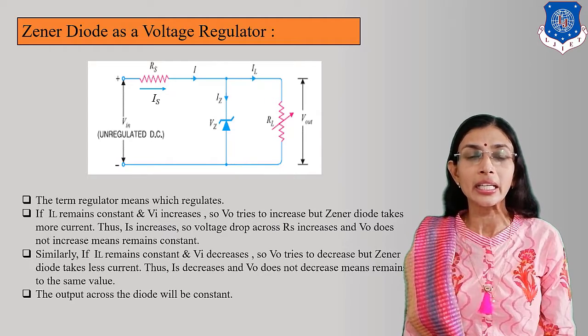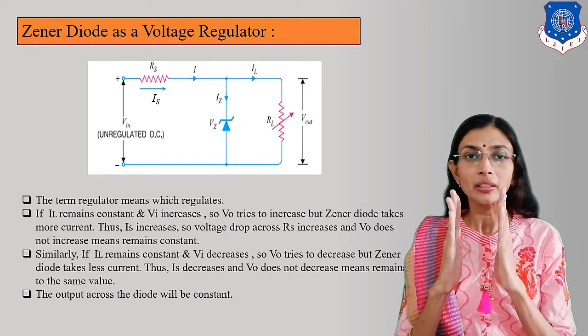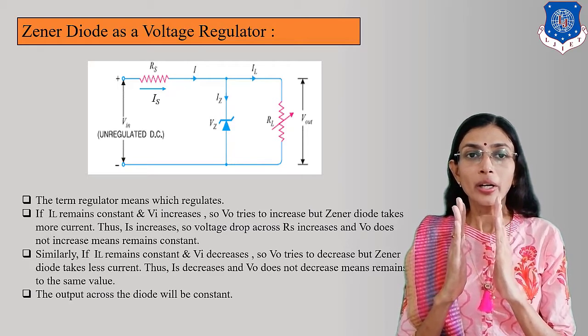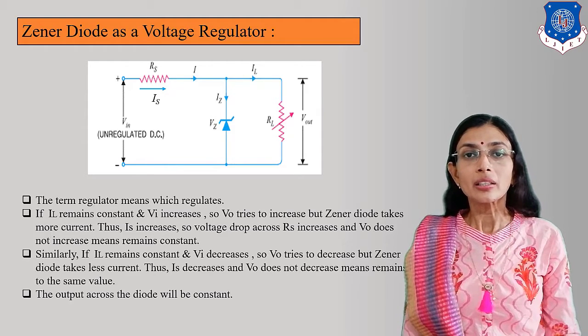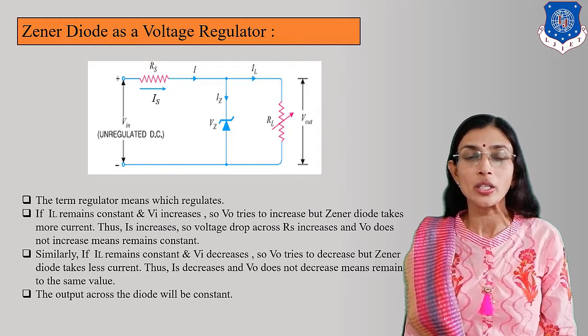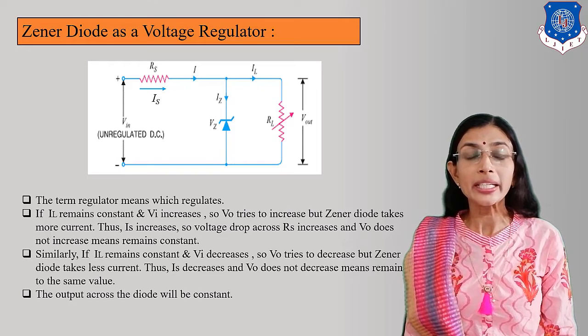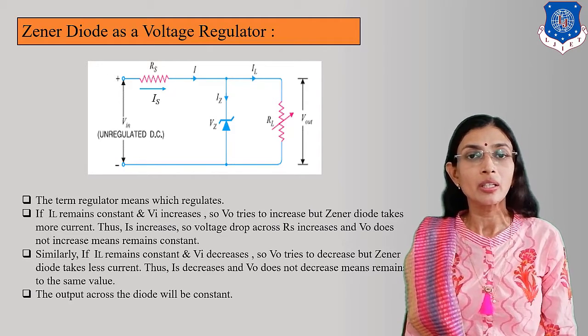Look at this. This is the circuit diagram in which I have used the source resistance and load resistance. One Zener diode is connected in parallel with the load resistance. According to this, whenever the input or load rises, even then the output voltage remains constant, that is the application. That means the term regulator means which regulates the output voltage. Let us consider the first case, in which I am going to assume the load constant.